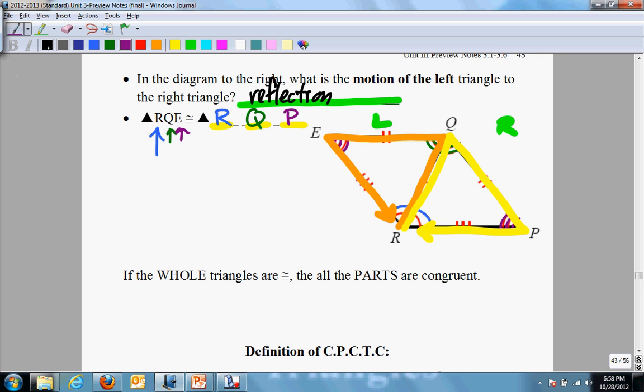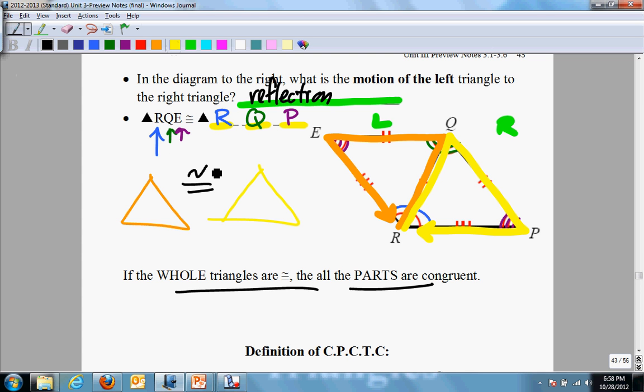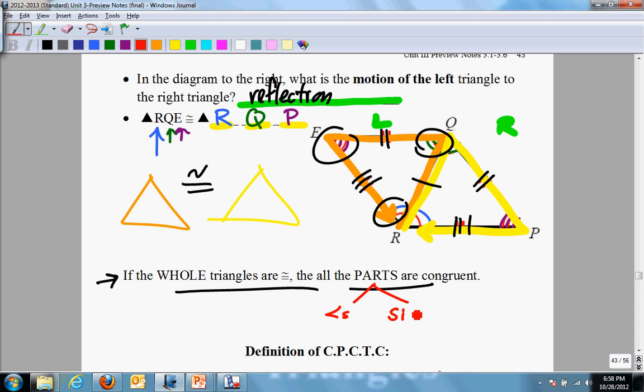So what's going on here is when the whole triangles are congruent, all the parts are congruent. Here, the orange triangle and the yellow triangle are exactly the same triangle. They're just reflected. And if all the triangle is congruent, then all three angles are equal, 1, 2, 3, as well as the corresponding sides. So once again, if the whole triangle is congruent, all the parts are congruent. And when we say parts, we mean two things. We mean the angles and the sides.